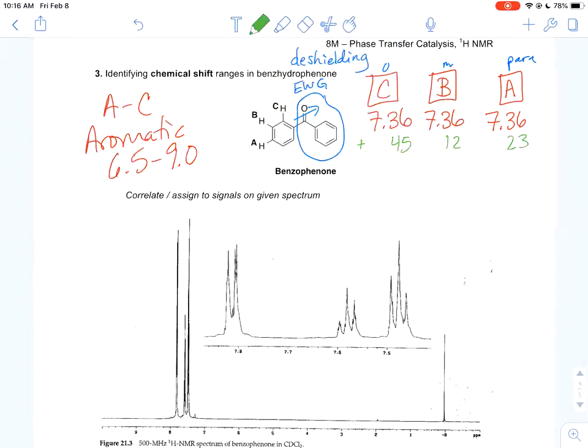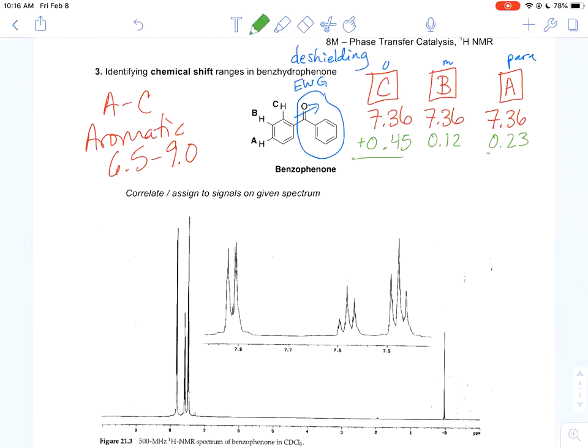Okay, so these are the numbers that we're adding. They are positive values in the table, so we're adding. You may have noticed that some of them were negative values. If they're positive values, that means those are all de-shielding groups, or groups that pull electrons away from those protons. You can see a much bigger effect is felt in ortho and para, and a very small effect in meta.